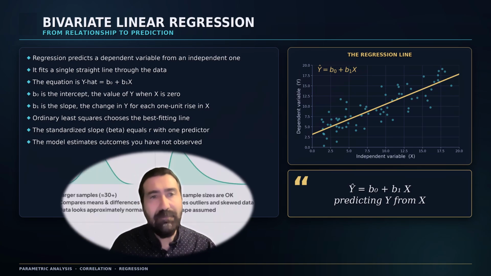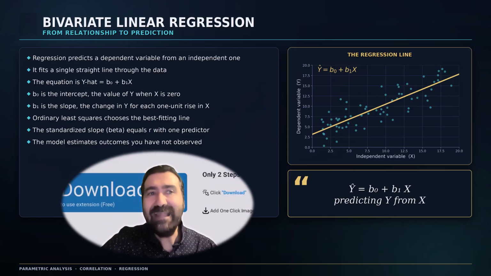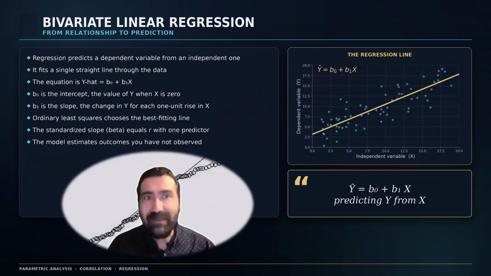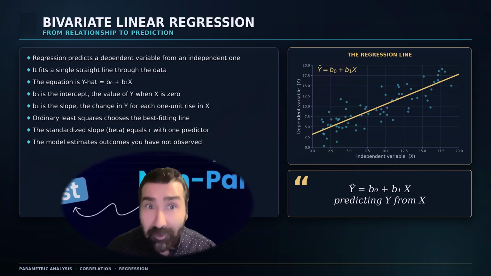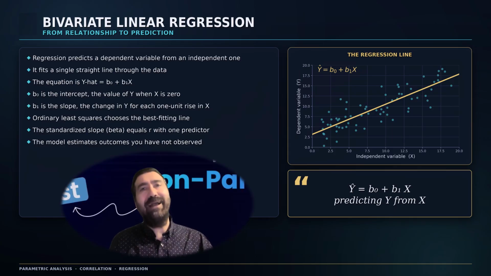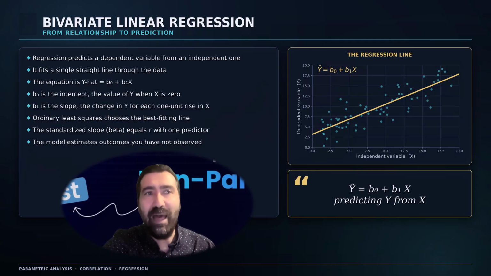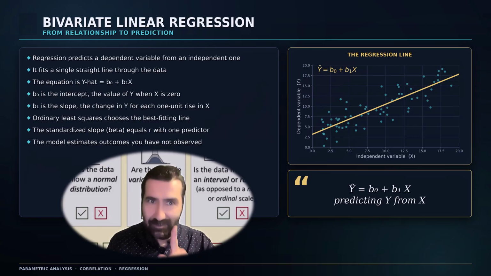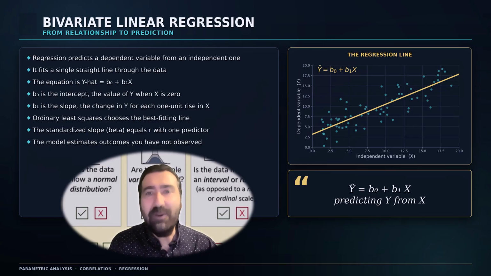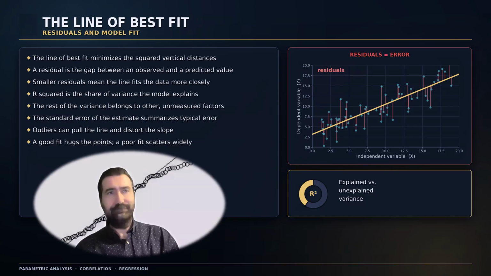In this simple one predictor case, the standardized version of that slope, which we call beta, is exactly equal to our old friend r, the correlation. They are genuinely two sides of the very same coin. And the payoff for all of this: once you have that line, you can estimate outcomes that you have never even observed. That right there is the quiet magic of regression.